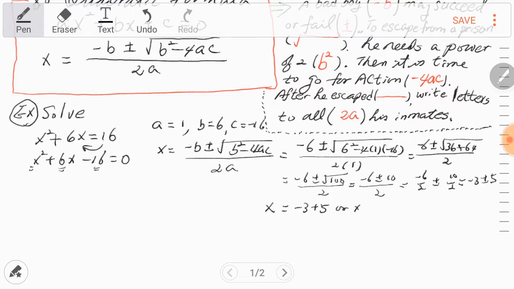Or x equals negative 3 minus 5, because this is plus minus. So from here x equals 2 or x equals negative 8. So we have two solutions, 2 and negative 8. Okay, so just use the formula, plug in all the coefficients, then calculate, multiply, subtract, divide, and so on.